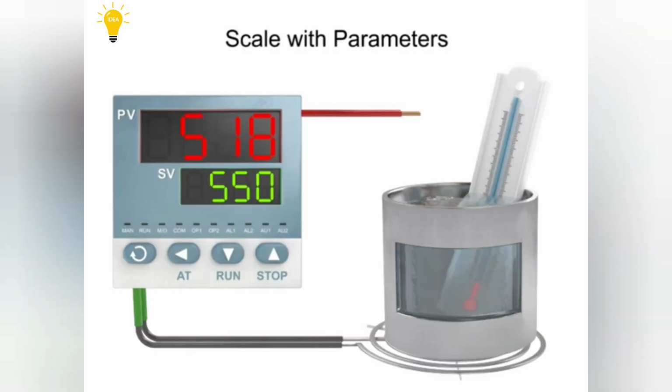PID control is a common closed-loop system used to maintain physical properties such as pressure and temperature in automated processes.